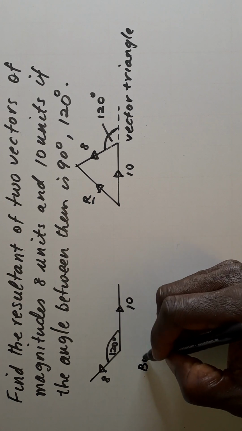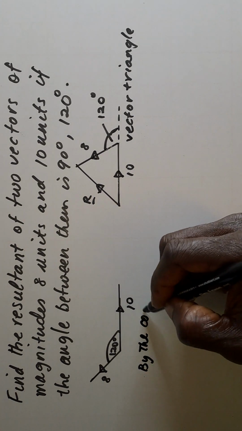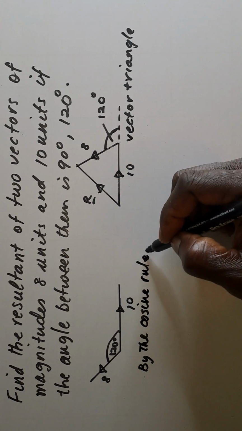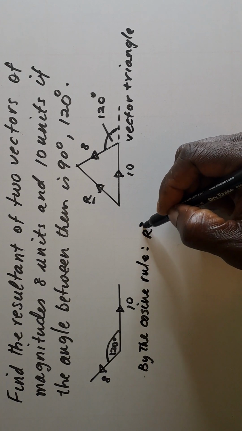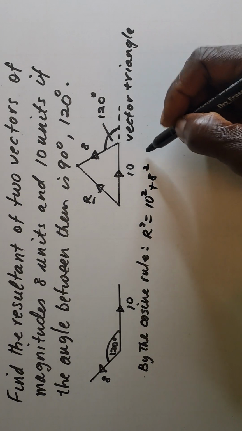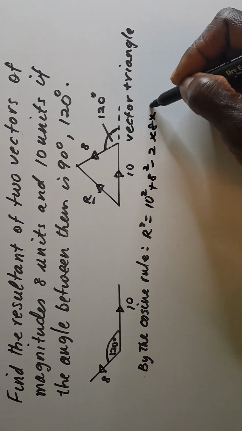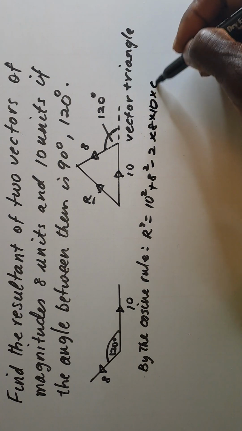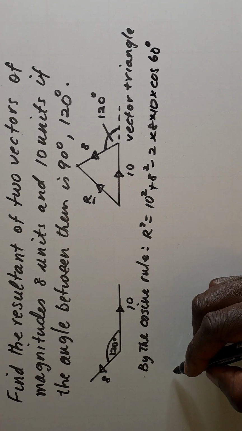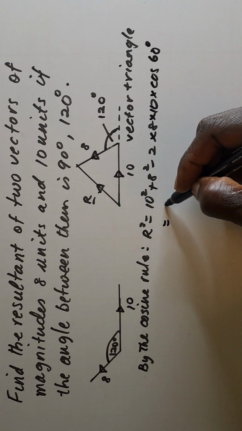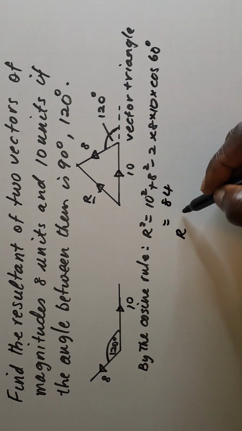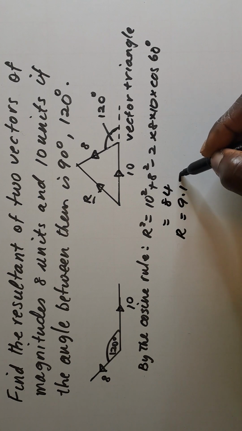So by the cosine rule, we have that r squared is equal to 10 squared plus 8 squared minus 2 times 8 times 10 times cosine 60 degrees. And this evaluates to 84. It's r squared, so r is approximately 9.17.